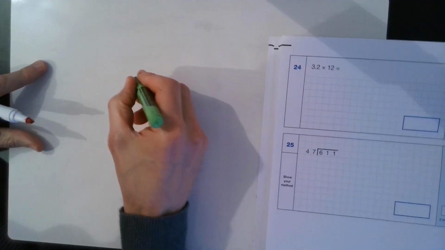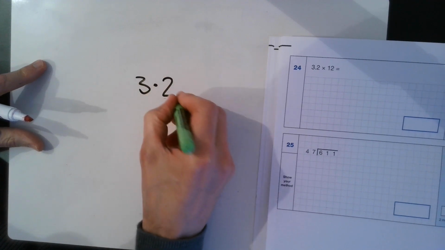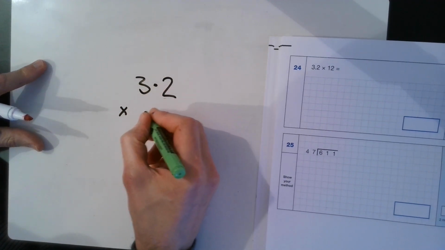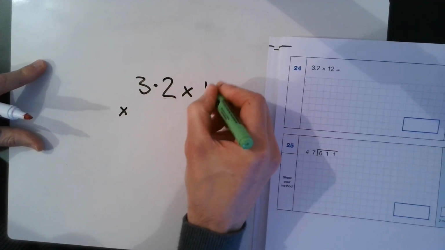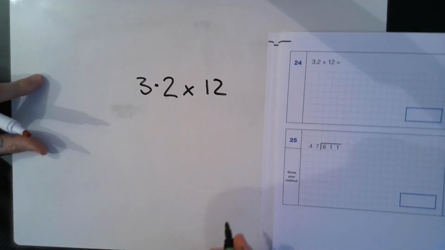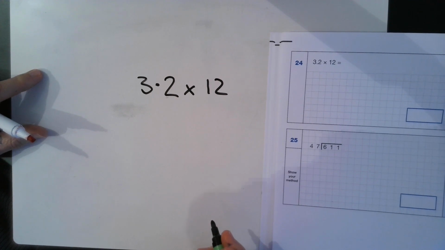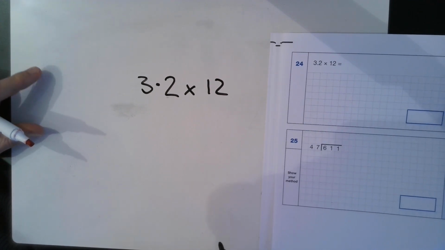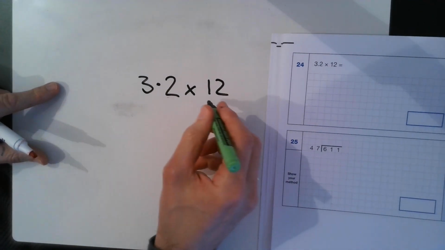3.2 times 12. So let's write it how they've written it. Now there's lots of different ways you can do this. It's quite tricky. It was a challenging question, and Year 6s last year found it quite challenging.